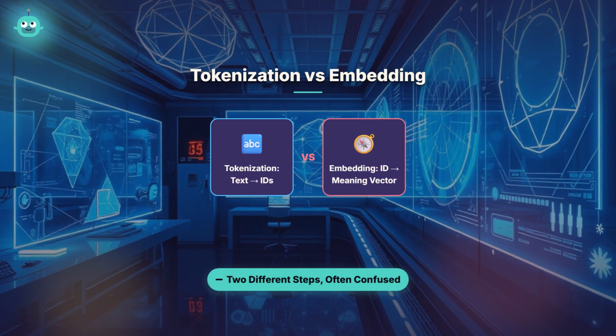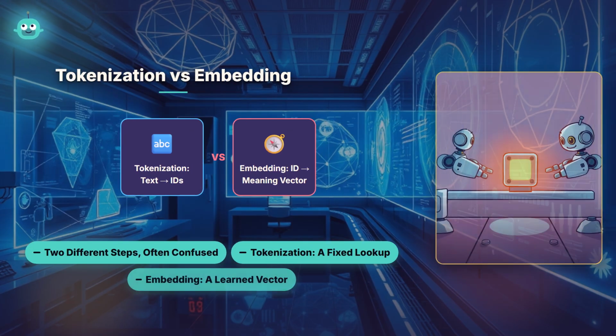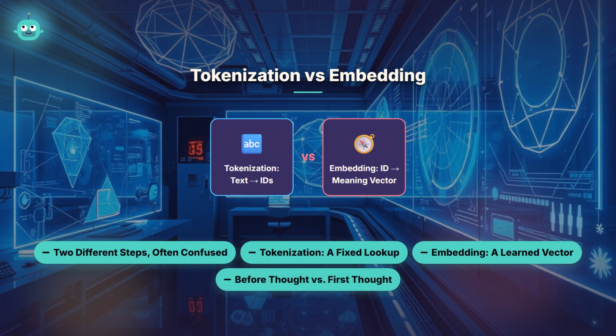People mix up tokenization with embeddings constantly. They are not the same step. Tokenization is a fixed, dumb lookup: text in, a list of ID numbers out. Embedding is a whole separate learned step. It turns each ID into a meaning-carrying vector. Tokenization happens before the model even starts thinking. Embedding is the model's first real thought, and both are running in code you probably called without knowing it.